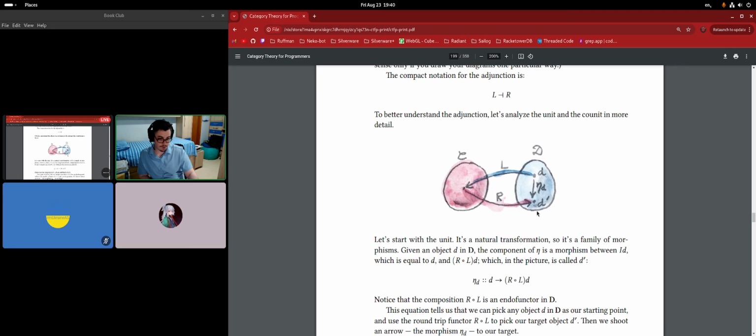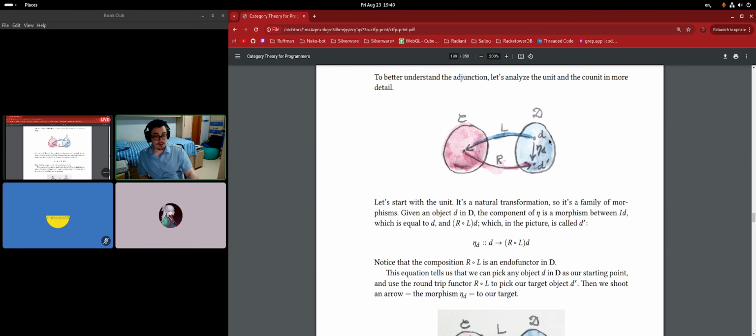We're going to go to D prime, and we're going to apply eta. I think it's the component, right? In natural transformation terminology, it's the component at D. The component of eta at D. That's the type signature.